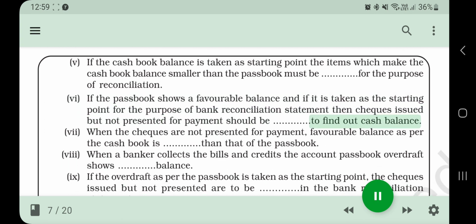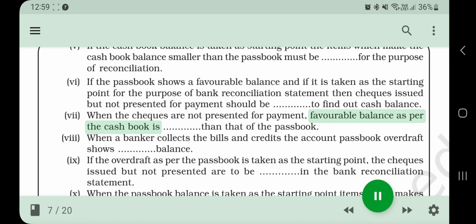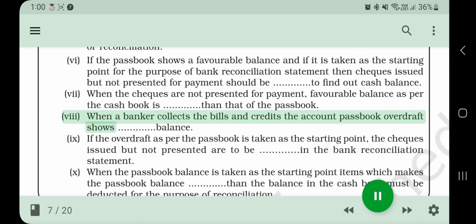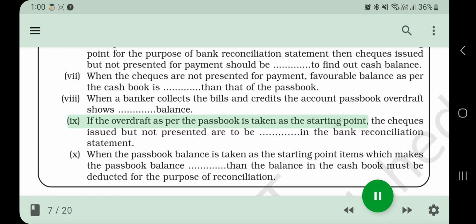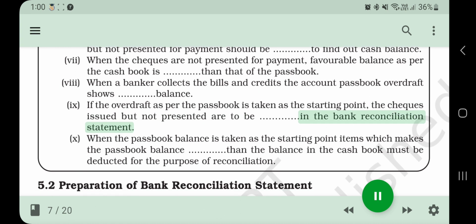To find out the cash balance. When the checks are not presented for payment, the favorable balance as per the cash book is more than that of the passbook. When a banker collects the bills and credits the account, the passbook shows an overdraft balance. If the overdraft as per the passbook is taken as the starting point, the checks issued but not presented are to be deducted in the bank reconciliation statement.